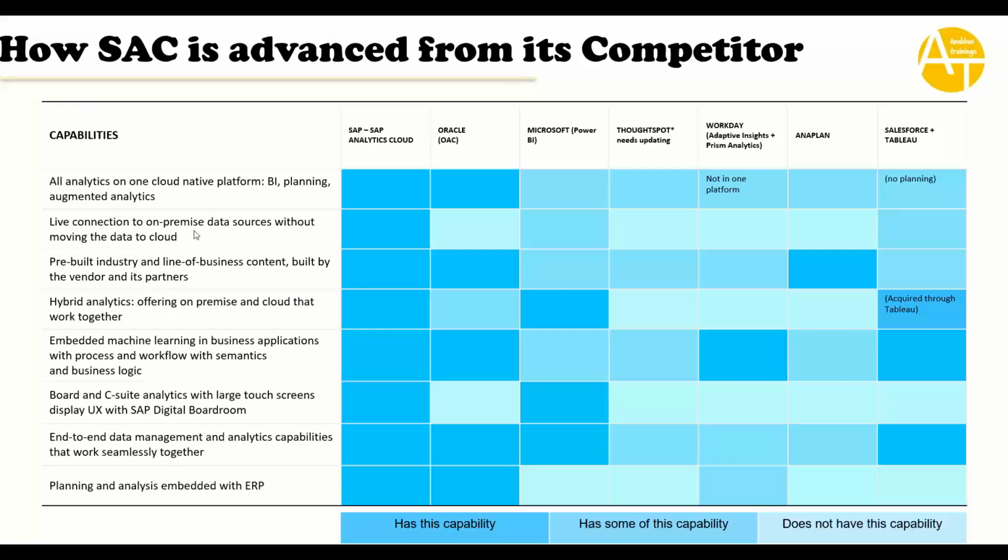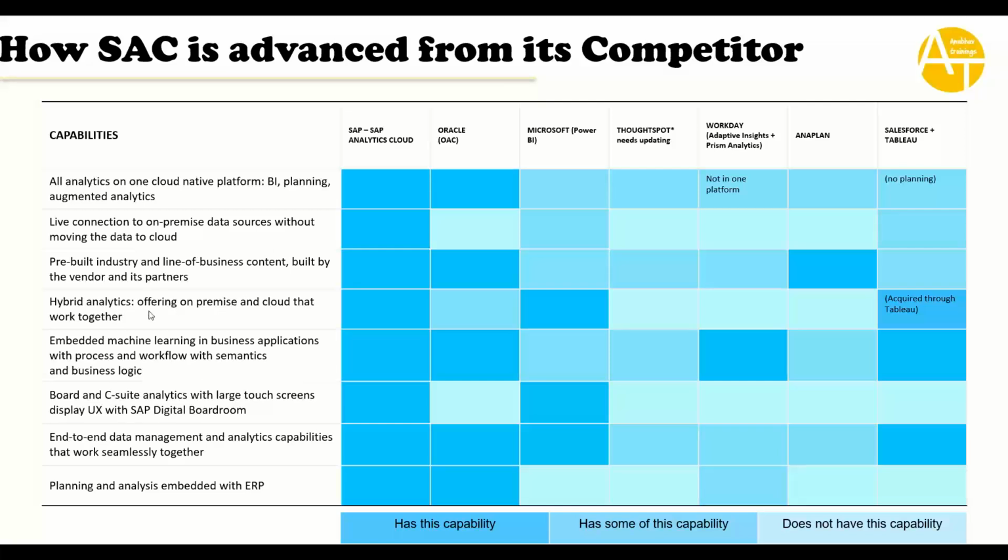Then we have live data connection to on-premise systems without moving data to the cloud. SAP Analytics Cloud wins this greatly because you can have a live data connection to fetch data from existing SAP solutions like BW, S/4HANA, HANA Cloud. We will be learning this in our training. So we have very high capability here. Then pre-built industry and line of business content by the vendor and its partners. SAP also offers an ecosystem where you can build content and sell it on their platform. SAP also ships a lot of standard content as part of their solution, which is called pre-built industry content. This is where Analytics Cloud has high capability.